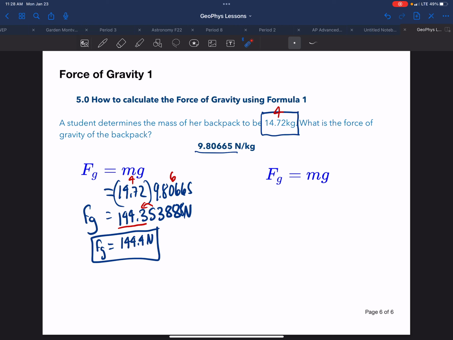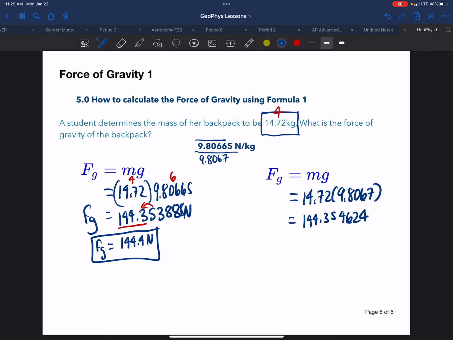So now let's use the second technique I gave you, which is to take the number of digits and use one more. So to use 5 digits, 1, 2, 3, 4, 5, we would use 9.8067. And if we were to do that calculation, we have 14.72 times 9.8067. And we get 144.35464.